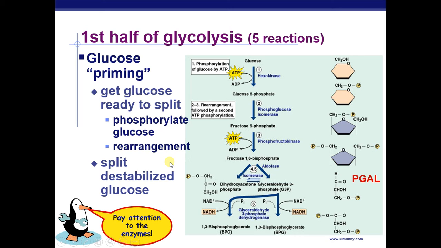But in the first half, we're priming glucose. We're getting it ready to split by phosphorylating and rearranging its bonds. Okay? So that's kind of the idea from the first half. We're adding energy to glucose to phosphorylate it so we can get it in the correct state to break and to release its energy. So there we go. We're highlighting those blue words. Those are all enzymes that catalyze a specific step in the first part of glycolysis.